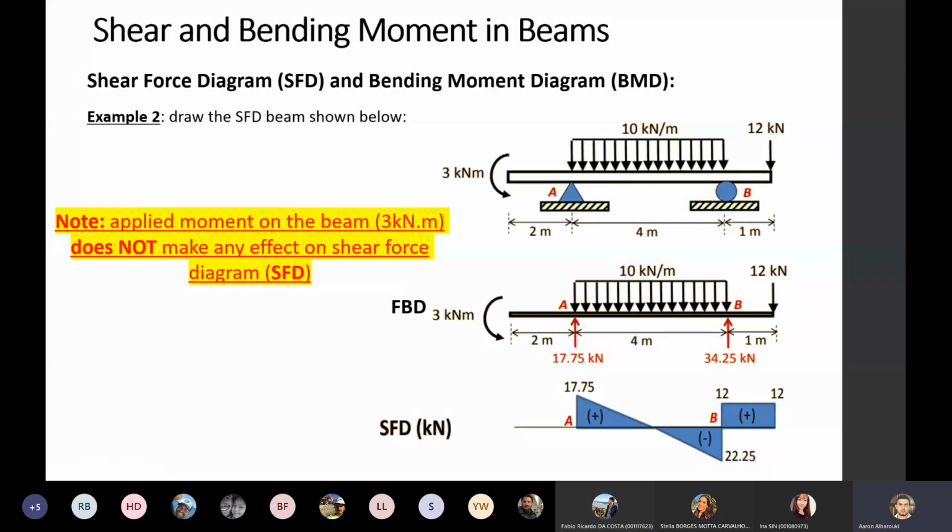So just keep in mind that's the solution there. And please keep in mind that the applied moment on the beam, 3 kilonewton, just remember this, because sometimes it may confuse you. Remember, it does not make any change to the shear force diagram. Look at it. It didn't even affect it, as if it's not there. Moment doesn't change the shear force diagram. A point load will make it shift.